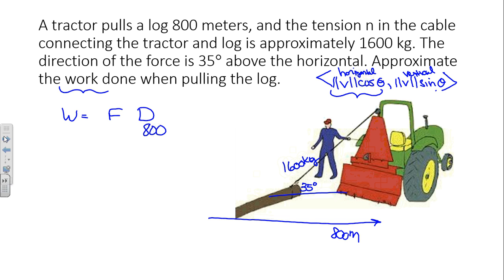Does that make sense? So when you see pickups being suspended from a cable or something like that, and they're talking about the force on the box and so on, that's because they're lifting it, raising it. We're dealing with the vertical component. But if we're dragging something across the floor, it's the horizontal component. Make sense? So we're going to take our magnitude, 1,600, times our cosine of 35.